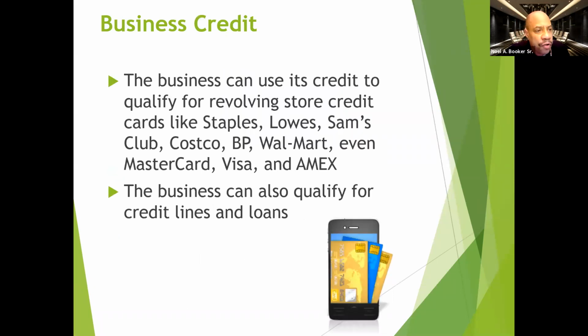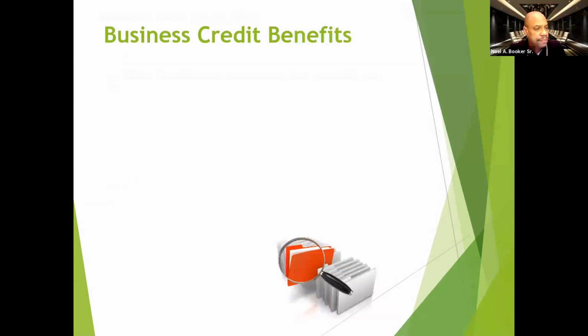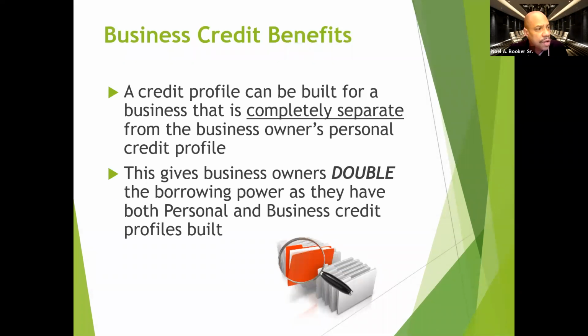The business can use this credit to qualify for revolving store credit cards like Staples, Lowe's, Sam's Club, Costco, BP, Walmart, even MasterCard, Visa, Amex. The business can also qualify for credit lines and loans once you've got business credit. Okay, business credit benefits.